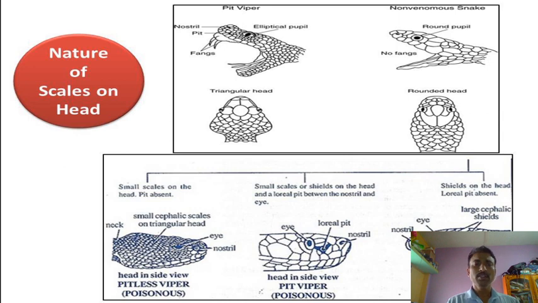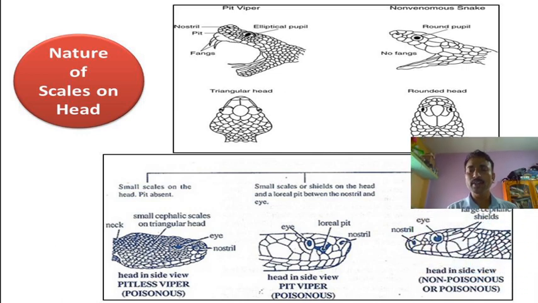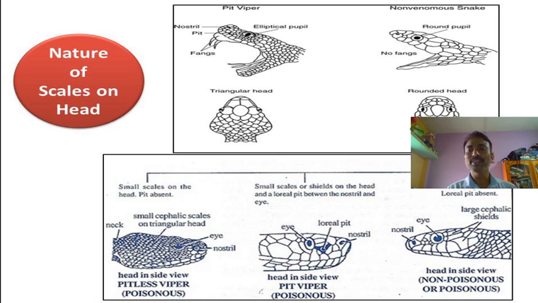Now, in the case of the poisonous snake, the head will be triangular. And in the case of the pit viper, in between the nostril and eye, there is a pit present, the labial pit. Then it is also poisonous. Now, if large cephalic scales are present behind the eyes, then it is non-poisonous, or sometimes it may be poisonous.